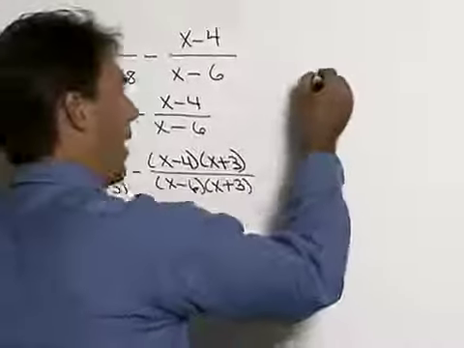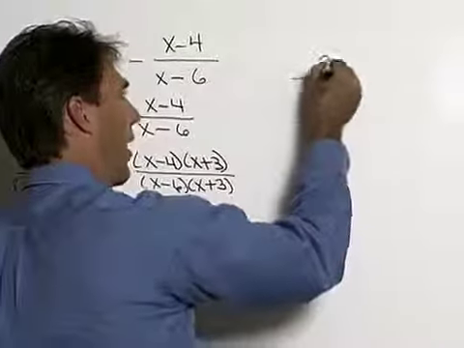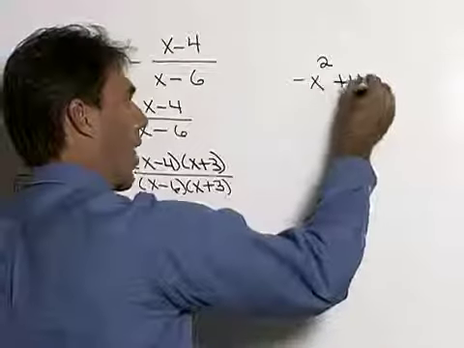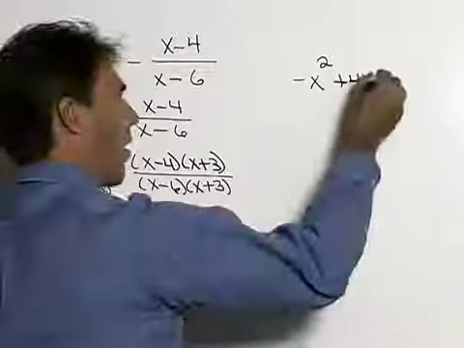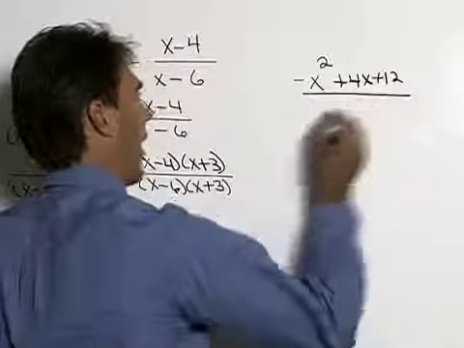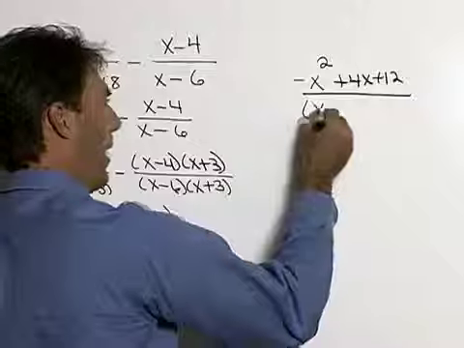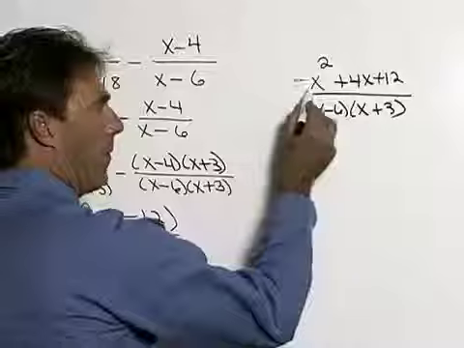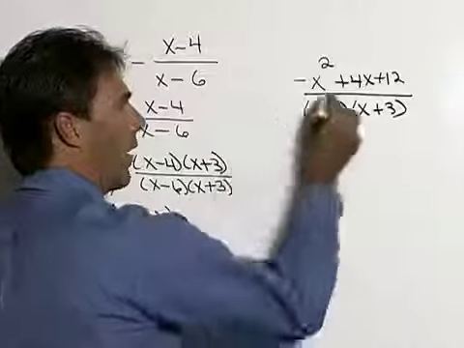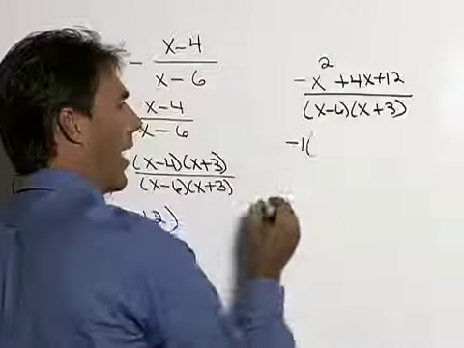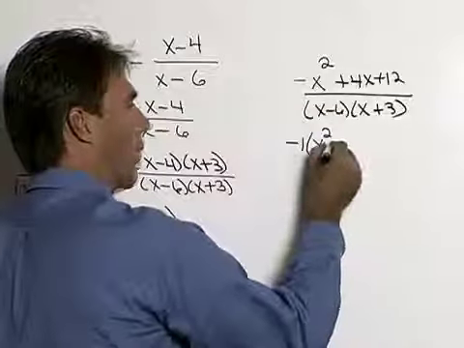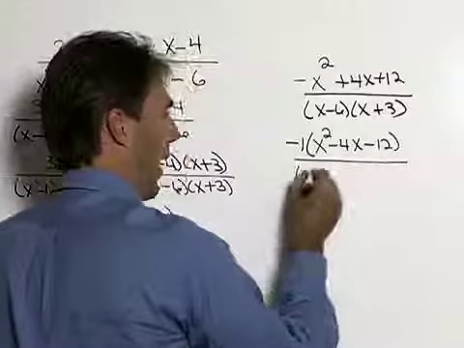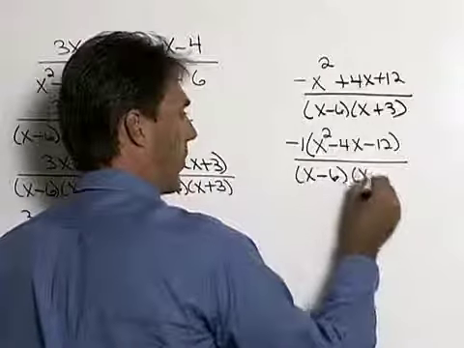So let's go over here and we'll rewrite this as negative x squared. We have 3x plus x, which will be plus 4x, plus 12, over our common denominator, which was x minus 6 times x plus 3. Now, before we factor, let's notice that we have a negative 1 that we can factor out of the numerator. So we'll take negative 1 out, and we'll be left with x squared minus 4x minus 12 divided by x minus 6 times x plus 3.